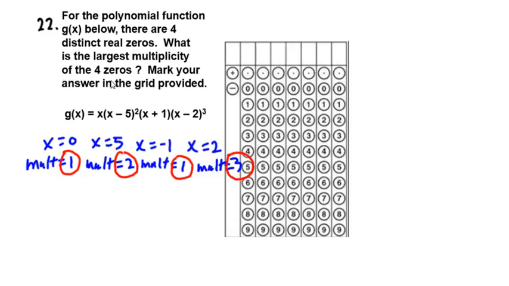And so it says, what is the largest multiplicity of the 4 zeros? So I take these numbers, 1, 2, 1, and 3, and see which is the largest of those numbers. Well, the largest number is going to be 3. So we mark in our answer as plus 3. That's going to be plus 3. And we mark this in right here. I kind of wrote over the answer sheet, the bubble, but that's our answer right there. Should have been pretty easy.